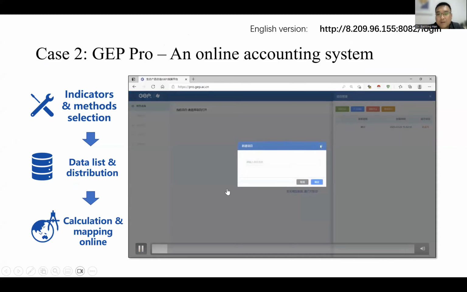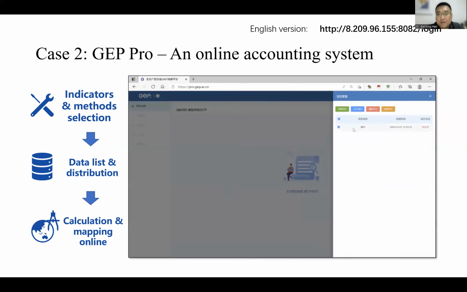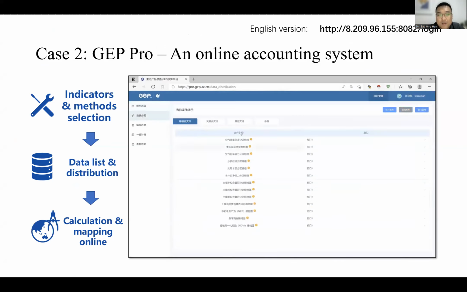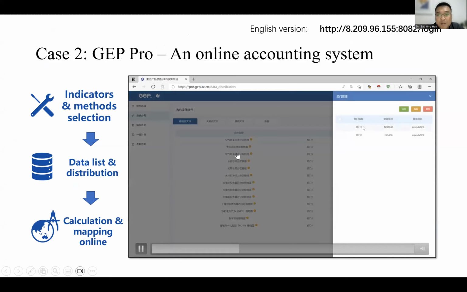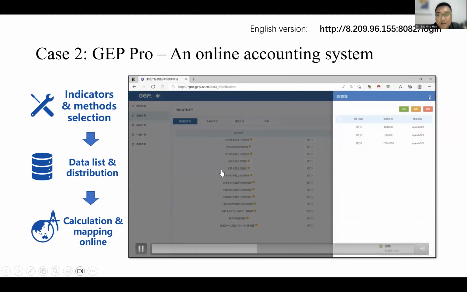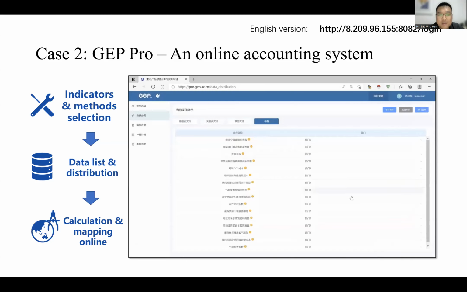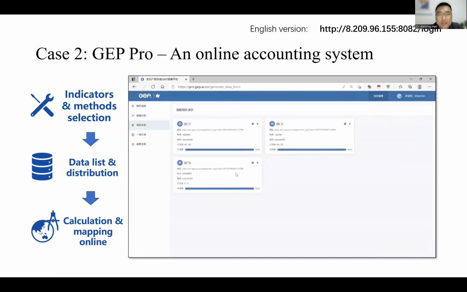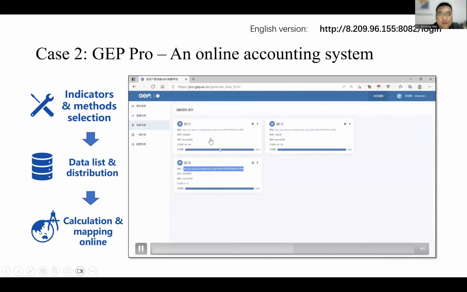Every time you want to account GEP for an area, you need to build a project. Each icon represents a different ecosystem service. You just need to select which ones will be involved in your project. The second step is to distribute the data to different departments or colleagues, because we assume that different people hold different data.